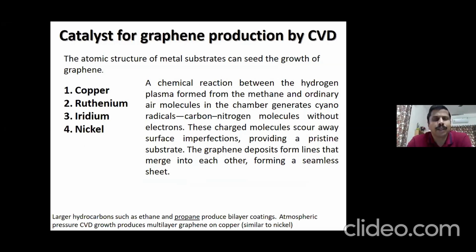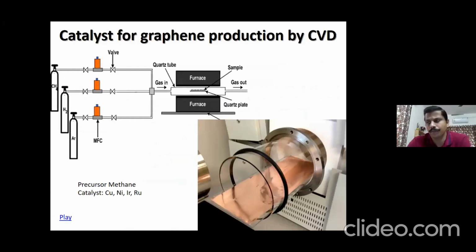Copper can easily be used as a catalyst, right? And you can even buy graphene deposited on copper. Strips are available in the market. You can just buy it. The only thing is that you have to etch the copper away when you want to use the graphene, right? So the very commonly used catalyst is copper, right?